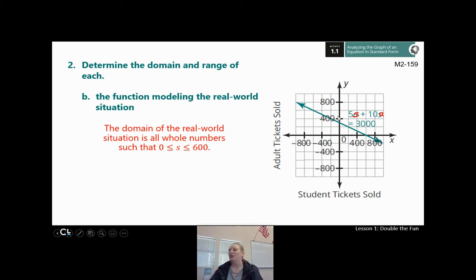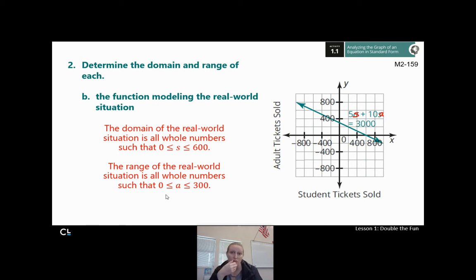That's also going to be true for a range then, isn't it? For our adult tickets, only it's a little bit different. I can sell as few as 0. I can sell as many as 300. But again, since we don't do the negative thing, that's kind of where we max it out. So that means my adult tickets also have to be whole numbers. You sell a ticket or you don't. So my range of the real world situation is all whole numbers such that A is between 0 and 300.